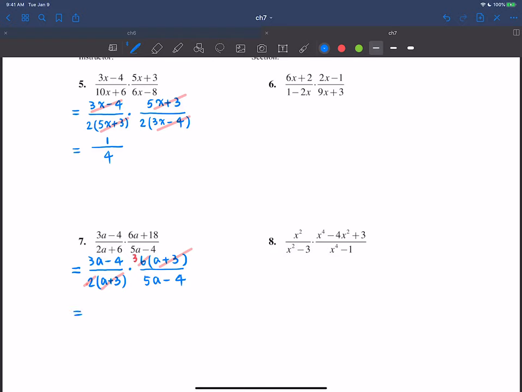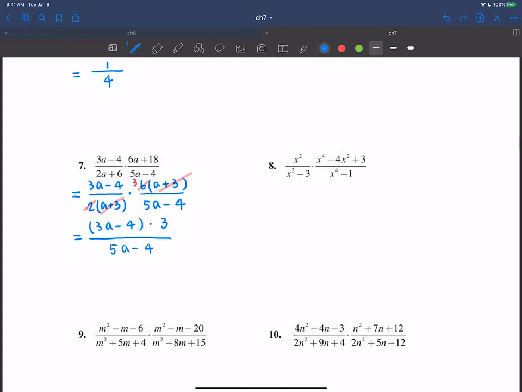Now let's look at what's left. On the top, you have 3a minus 4 times 3. So let's do a step by step. 3a minus 4 times 3. Because 3a minus 4 is a single factor, make sure you put it inside grouping symbol, over 5a minus 4. That's all left in the bottom.